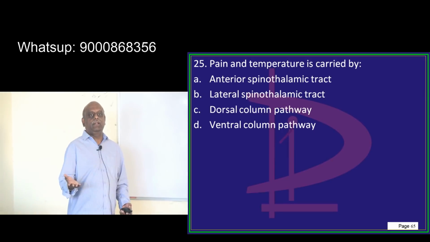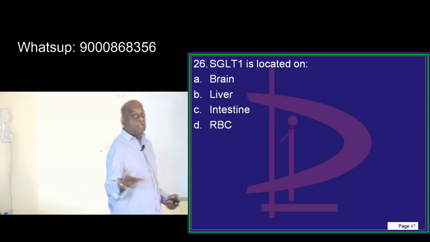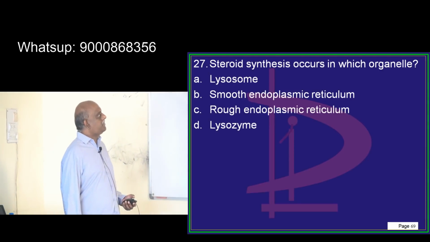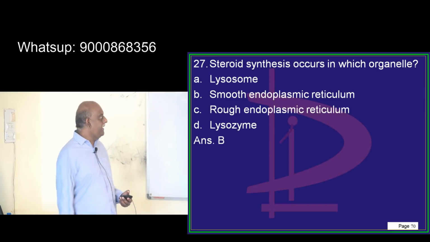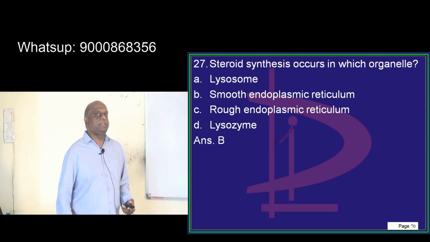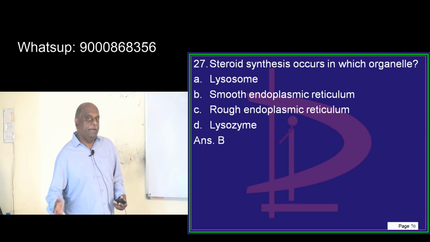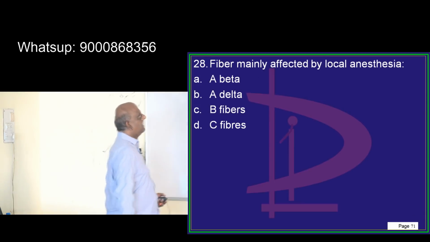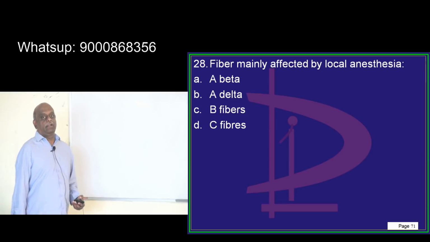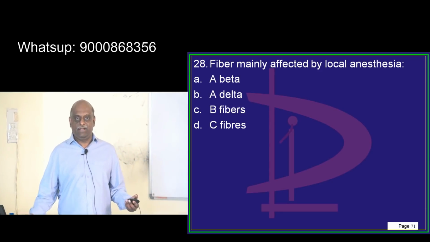Pain and temperature. Oh, cheapest question. Lateral spinothalamic tract. SGLT1 is located in intestine. Steroid synthesis mainly requires smooth endoplasmic reticulum where the steroid synthesis occurs, and protein synthesis is in the rough endoplasmic reticulum. Now, the fiber mainly affected by the local anesthesia should be a myelinated one.